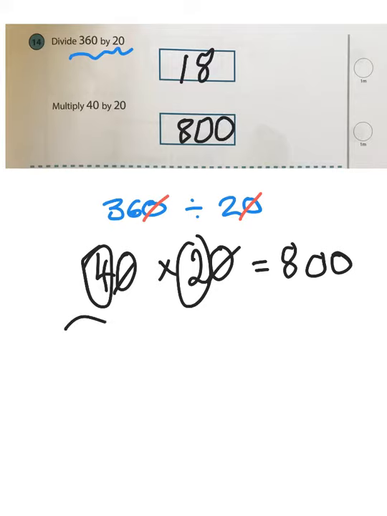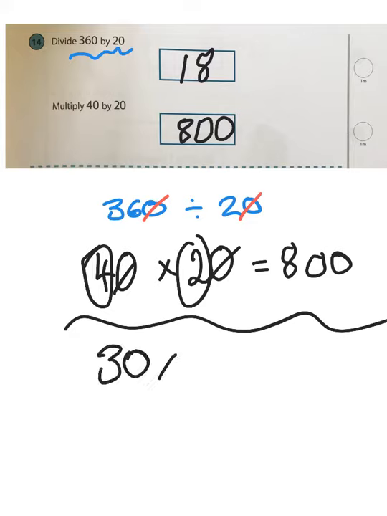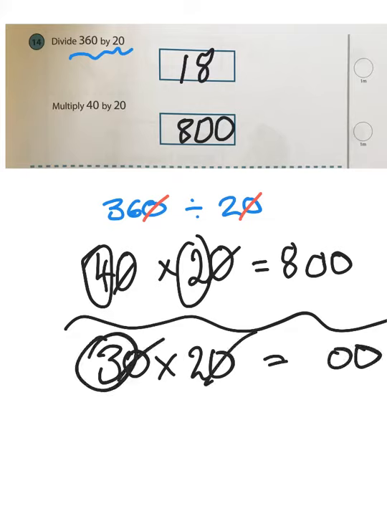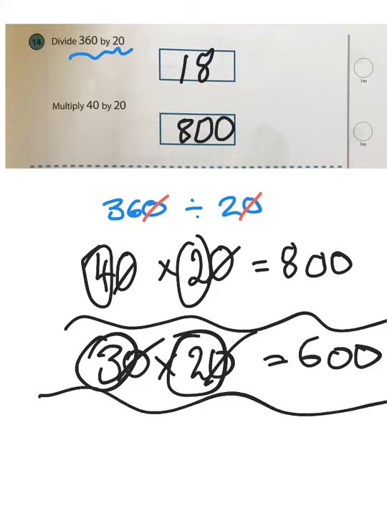Let's just check it, because you made a silly mistake. What if it was 30 by 20? If we put the 2 zeros in our answer, we're left with 3 times 2. 600. You did it again. You made the same mistake.